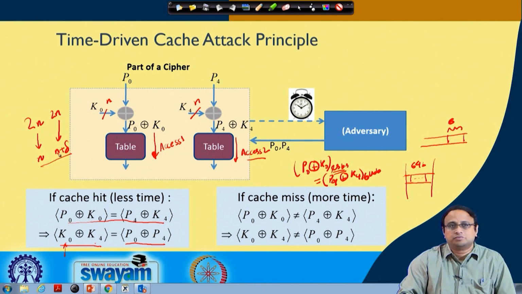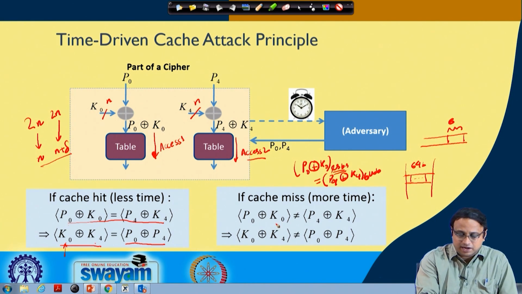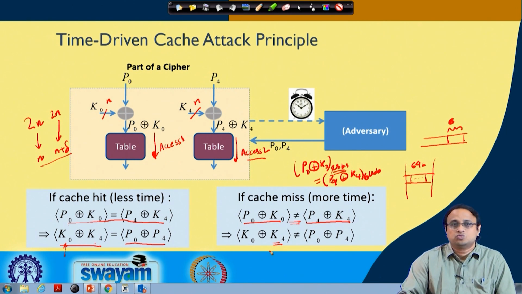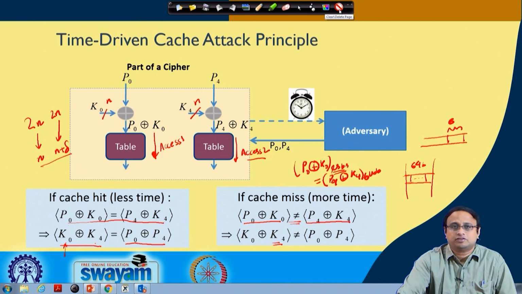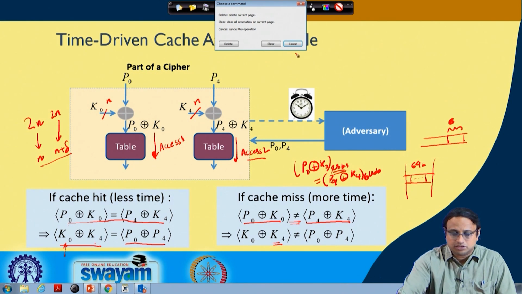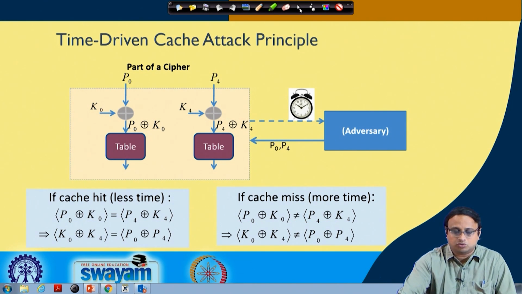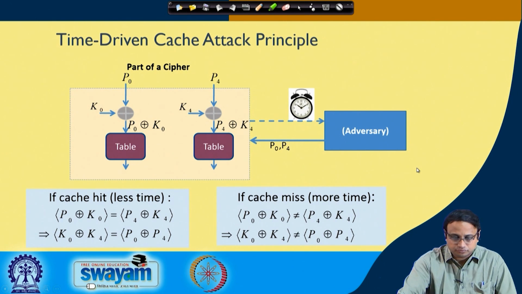Even if there is a cache miss, that means suppose an access takes more time, I can in that case write an inequality: the XOR of P0 and K0 is not equal to the XOR of P4 and K4. Even that is a leakage because that tells us that K4 cannot take certain values, which is also equivalent to the leakage of the unknown key. So in both cases, even if there is a cache hit or a cache miss, there is a potential leakage which we need to take care of.